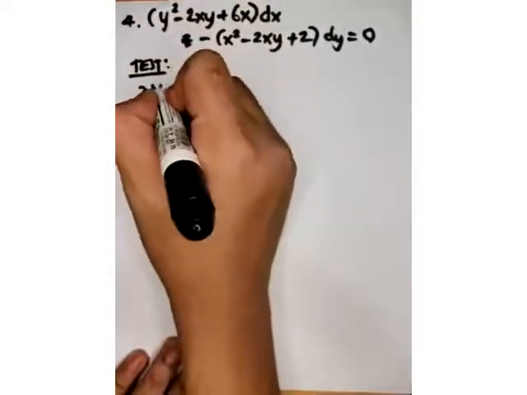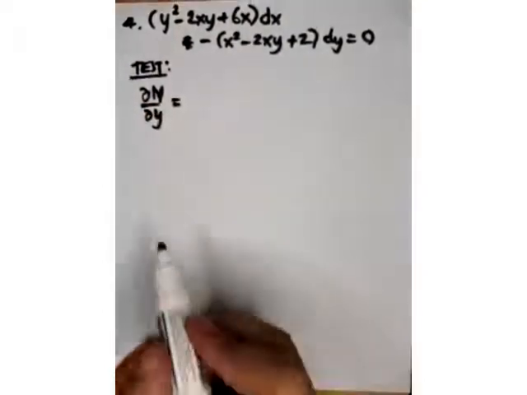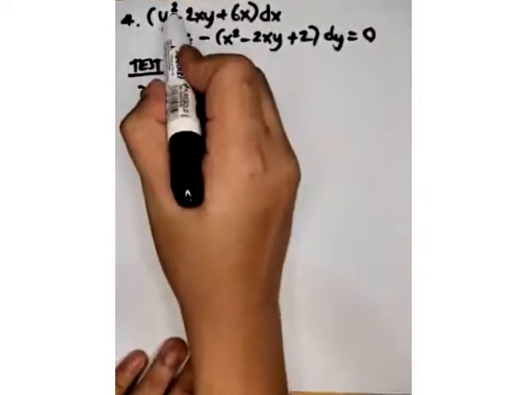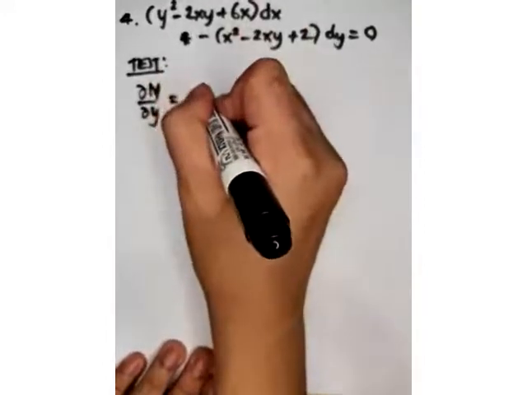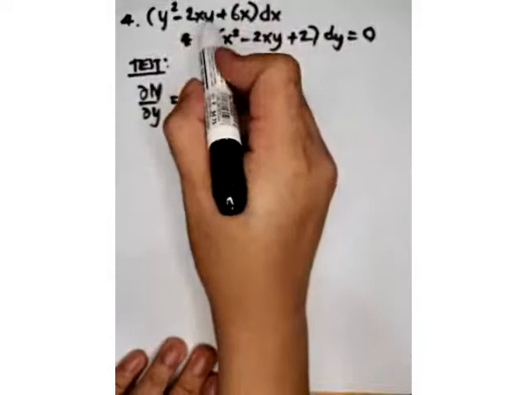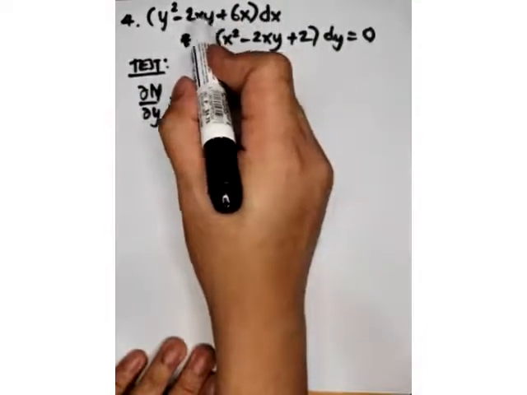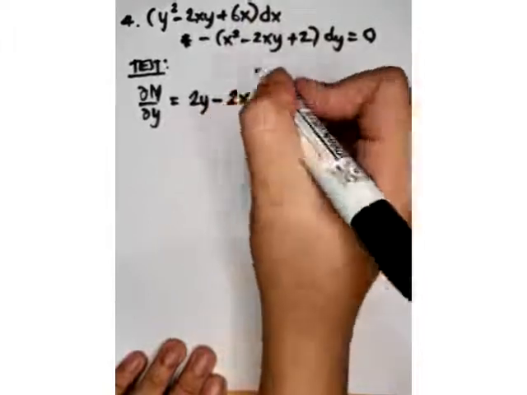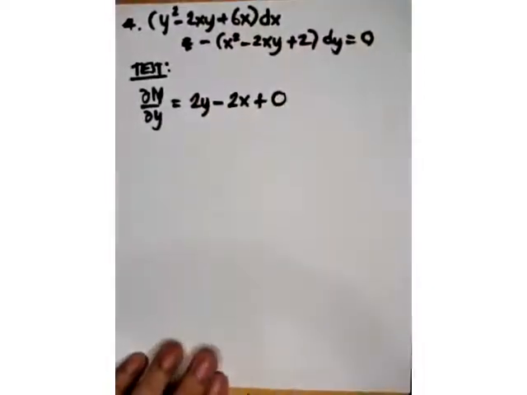So, partial derivative of M with respect to y. That's equal to y, lahat ng x ay 0, so constant. So, this will be 2y minus, so x is constant, diniderive natin ay y, so minus 2x. Plus, derivative ng 6x is 0.